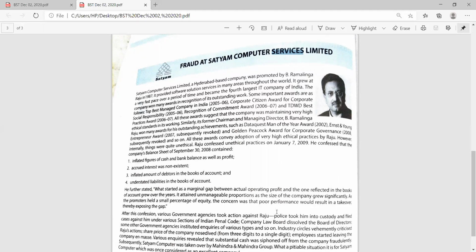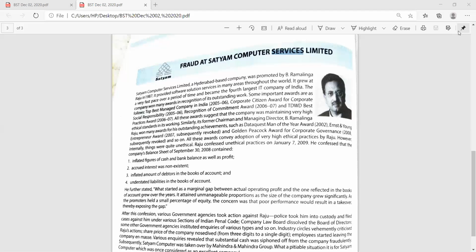Raju confessed to unethical practices on January 7, 2009. He confessed that the company's balance sheet of September 30, 2008 contained, first, inflated figures of cash and bank balance as well as profit. Second, accrued interest that was non-existent. Third, an inflated amount of debtors in the books of accounts. And fourth, understated liabilities in the books of accounts.